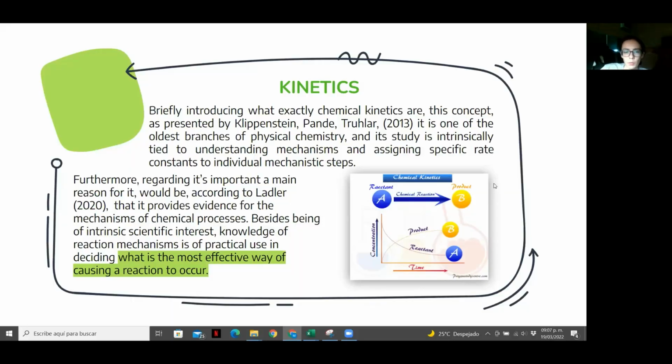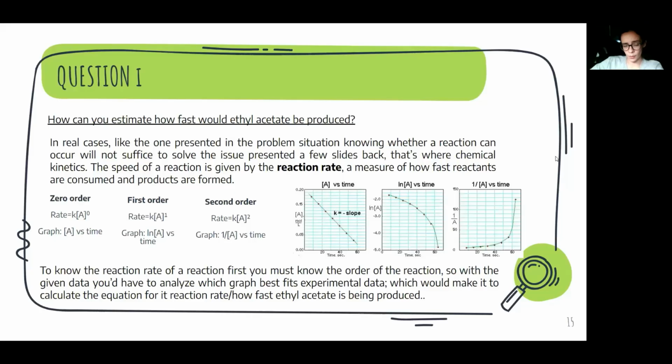Now, briefly explaining what kinetics are. This is the evidence that explains the mechanisms of chemical processes, which will tell you what is the most effective way of causing a reaction to occur. Now, for question 1, how can you estimate how fast ethyl acetate would be produced? In real cases, like the one presented in the problem situation, knowing whether a reaction can occur will not suffice to solve the issue presented a few slides back. That's where chemical kinetics enters.